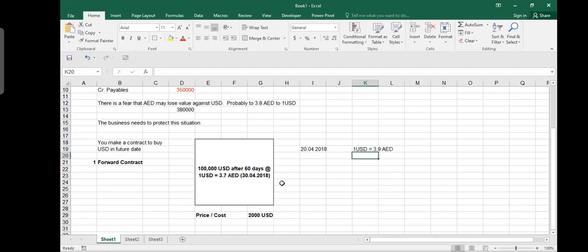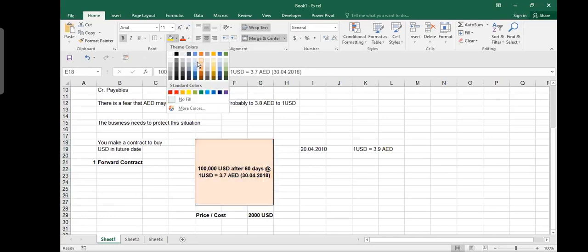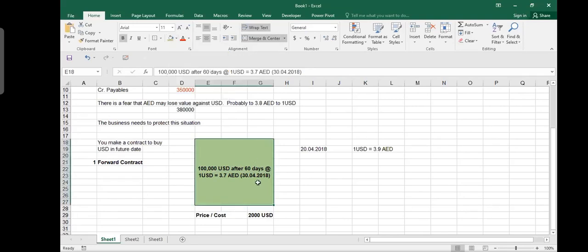Now you know that this contract gives a right to purchase at 3.7 AED. Market is already at 3.9. So it means that this contract looks a very attractive proposition. Anyone who has this contract in their hand is happy because this contract gives you a right to purchase dollars at a lower price than what is in the prevailing market. The market price has gone up. So this contract brings benefit to anyone who holds it.